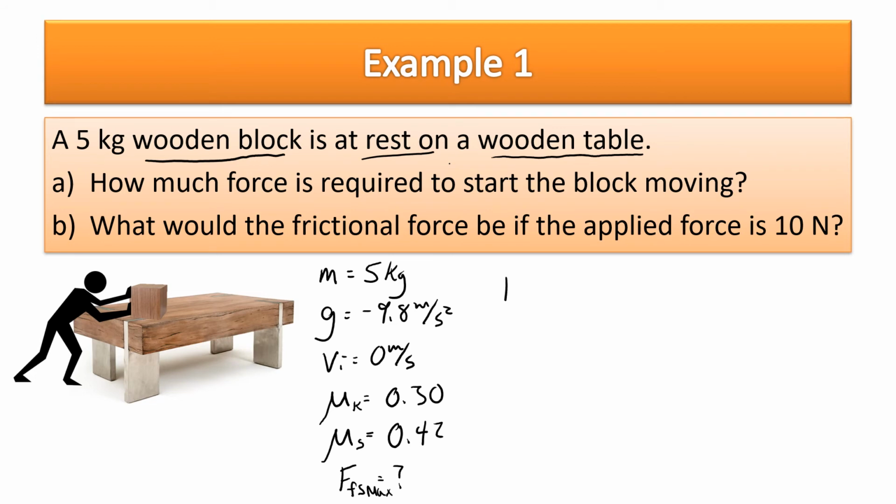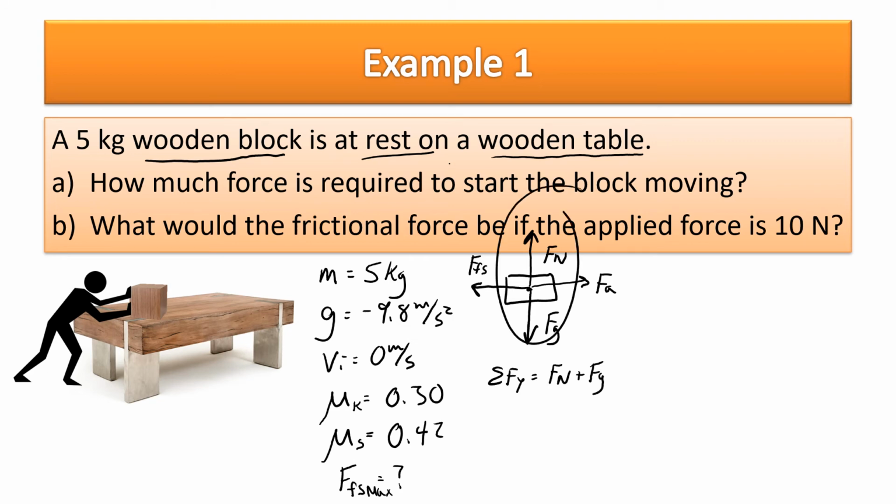We're going to make a free body diagram and remind ourselves that when it's just at rest like this, we have the normal force here. And then we're going to make an applied force, and then there's F_fs, right? Nice. Okay, so the net force in the y direction is equal to Fn plus Fg. In the y direction, you're not accelerating up or down, so the net force is equal to 0.